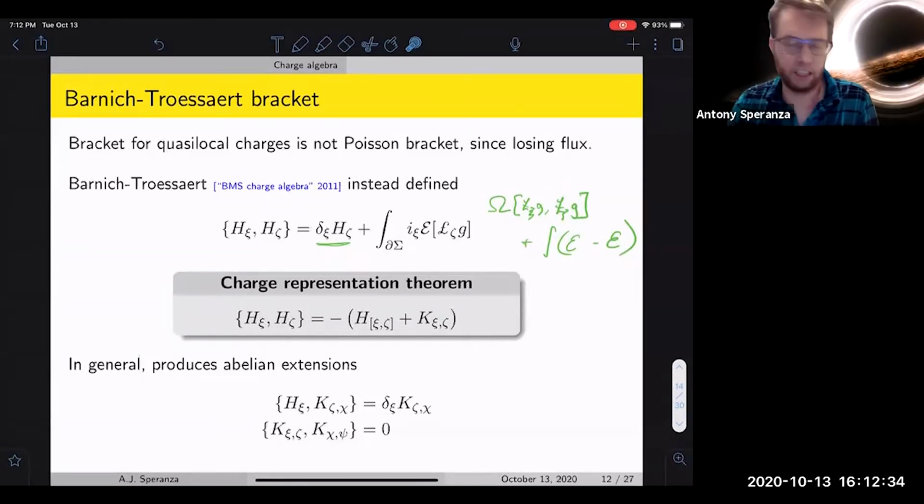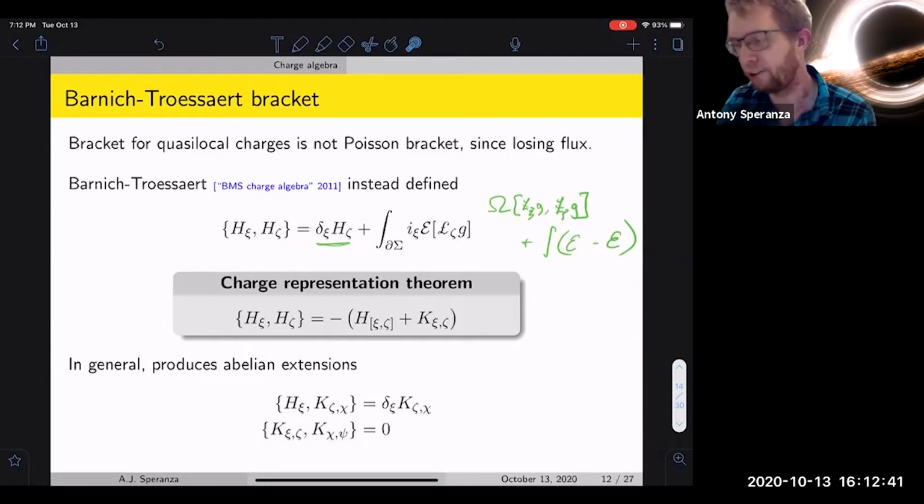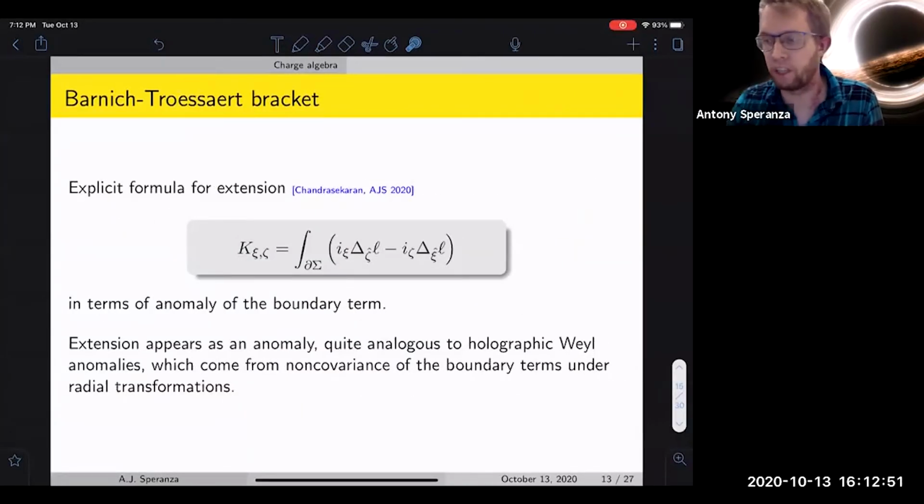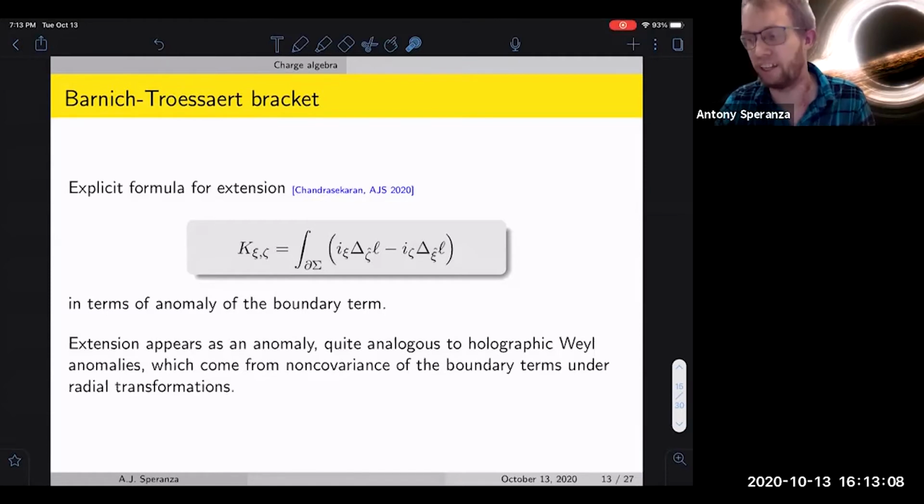Okay, so in the examples that we're working with, we're going to find central extensions. This abelian extension might be interesting in other algebras, but for now you don't have to worry too much about it. The other thing that we did in this paper was write down a general formula for the extension that appears. I don't think I've seen this formula for the central extension before. Maybe someone will tell me they've done this before, but I think this really emphasizes the role of the extension as an anomaly.